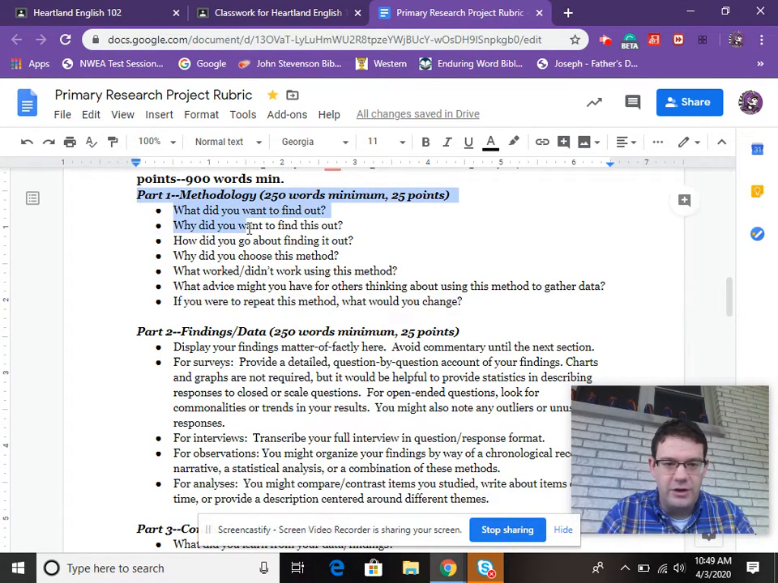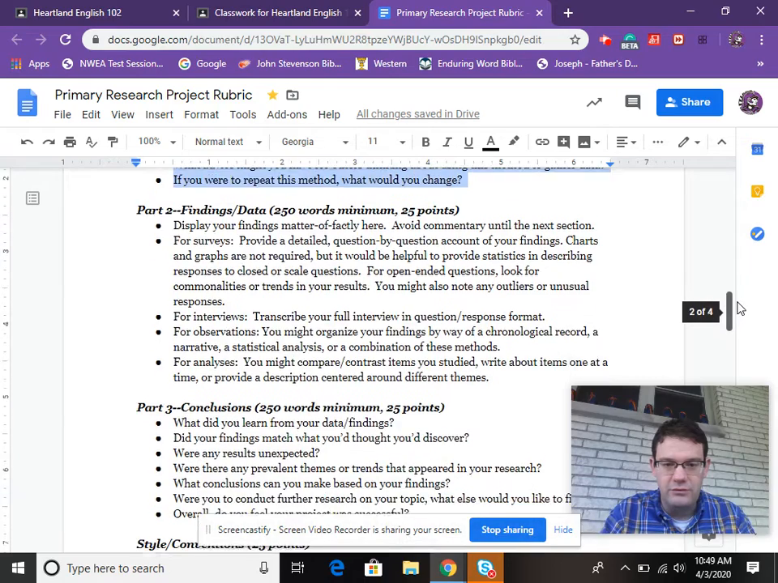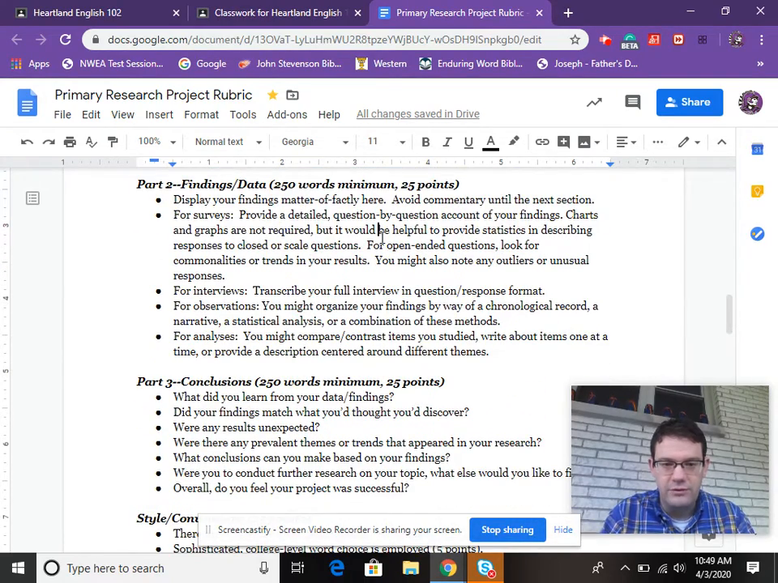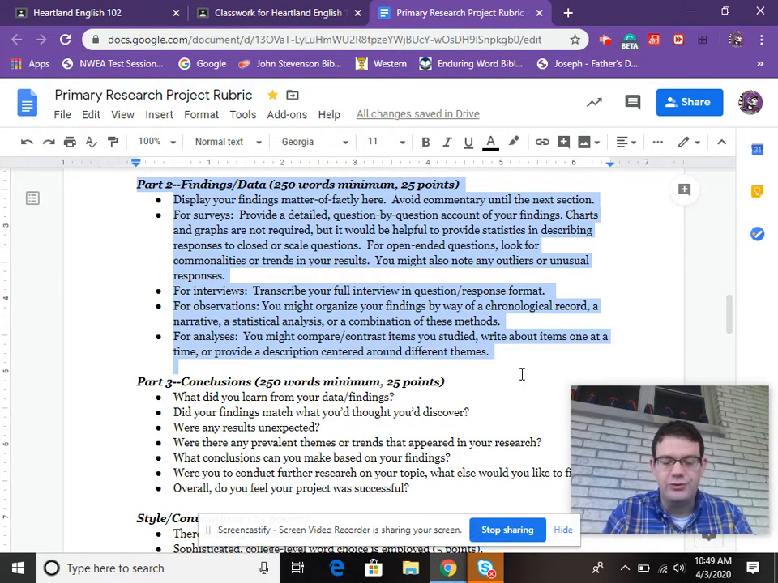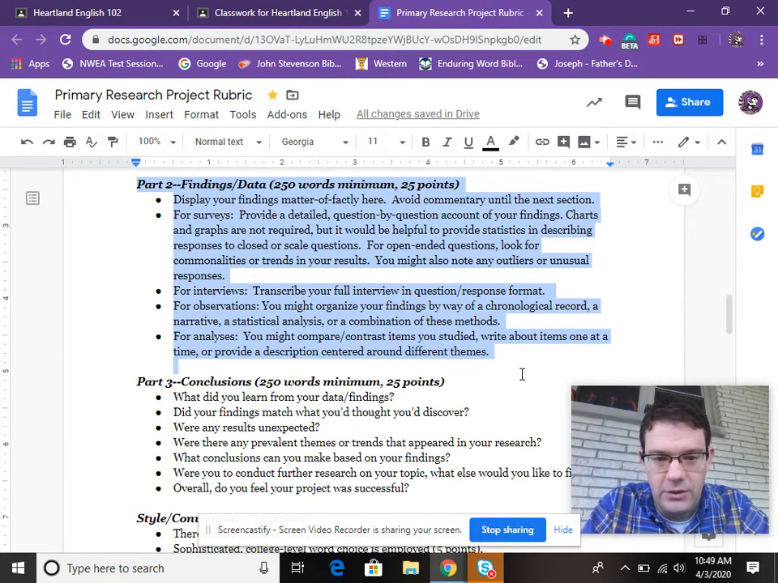But this is setting up the project. How did you go about it? Why did you make certain choices as you set out to explore your topic? Now, the main part of this is your findings and data, and it's going to look different. If you did an interview, it's really just your questions and your interviewee's answers. It says transcribe your full interview in question response format. If you did a survey, go question by question and tell me about your data.